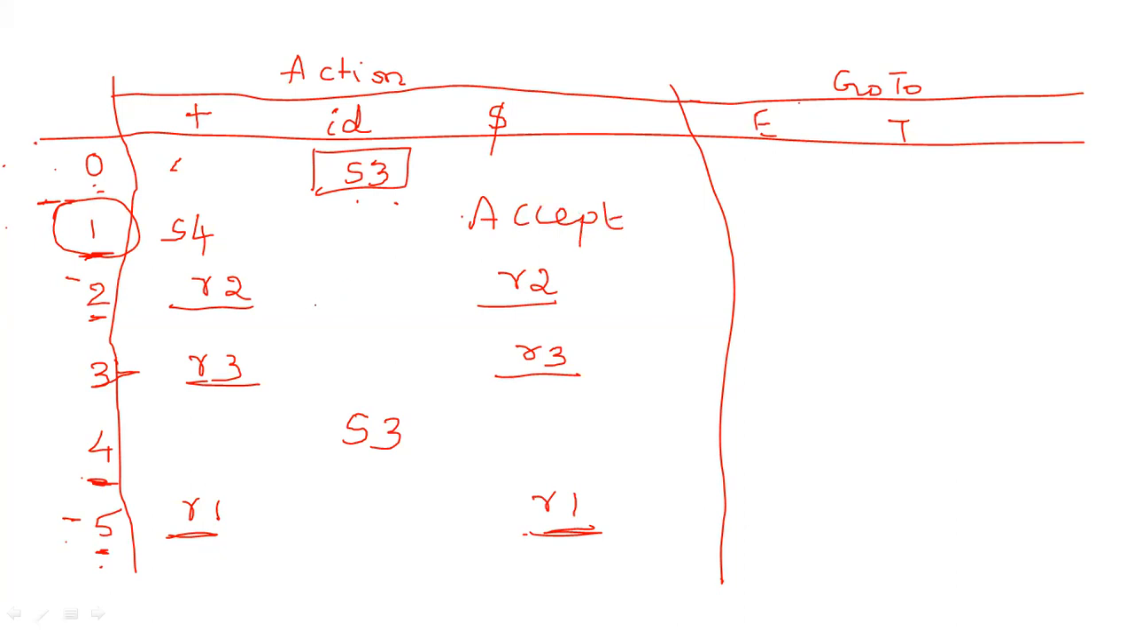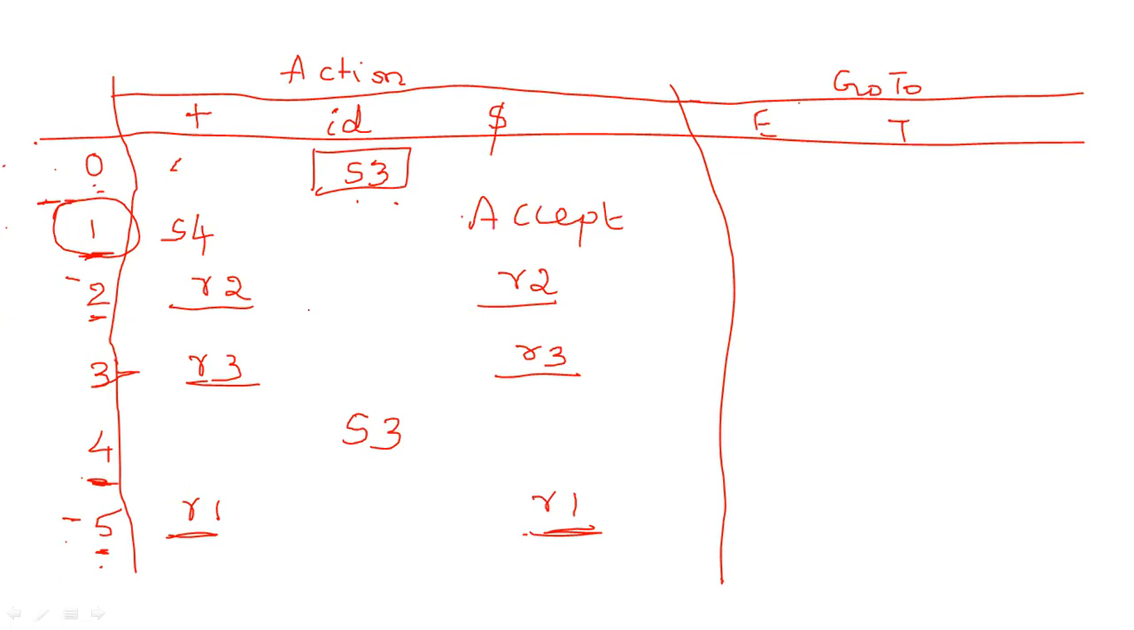So as of now, we have filled three categories of actions in the action part. What are they? Shift, reduce, accept. What are errors? All the unfilled entries are considered as error. Now the action part is over.